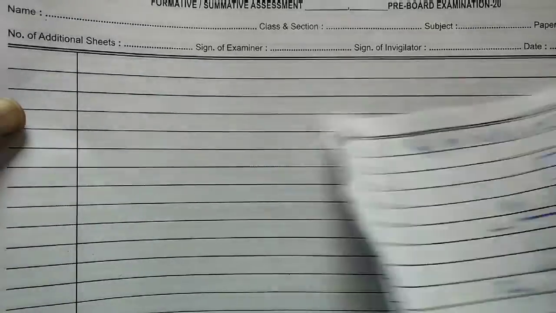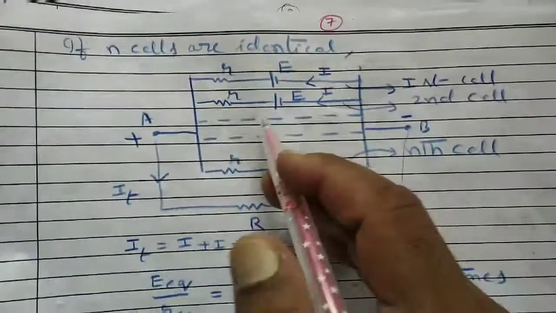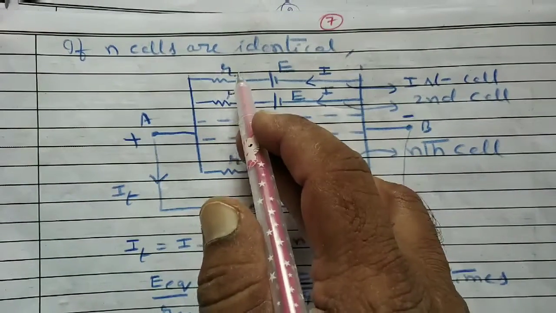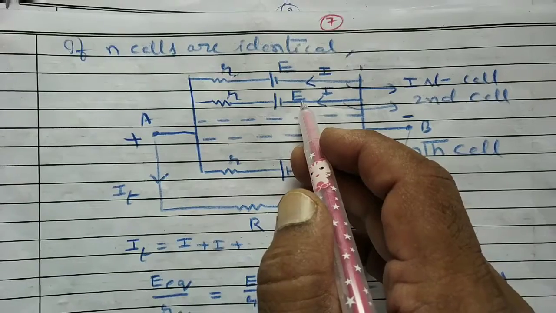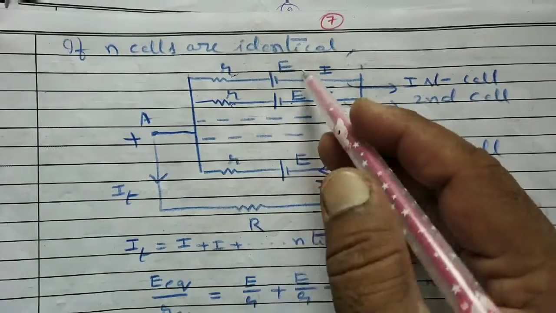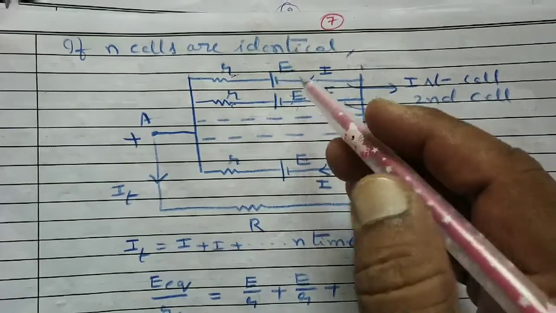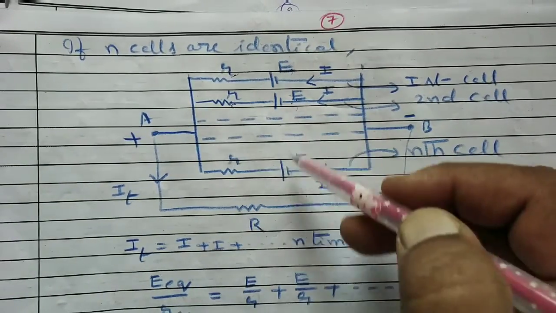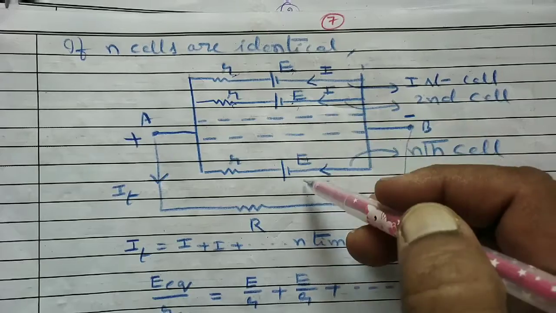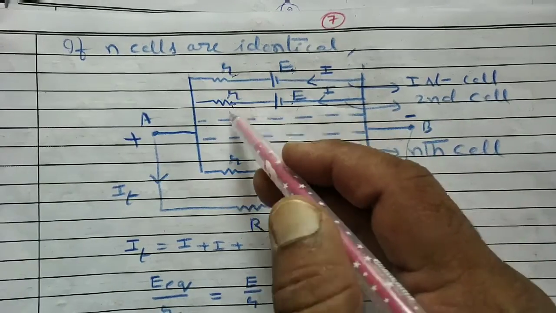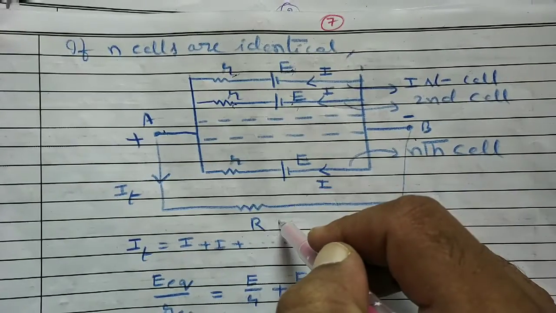Now if the cells are identical, what does that mean? Here cell E1 was present, now E is present, and R1 was present, now R is present. Here cell E2 was present, but E is present now also. Again R2 was present, now R is present. It means all the cells have EMF E and internal resistance R. Like that n cells are present, but all have the same EMF and the same internal resistance. All are connected in parallel between A and B only, and the external resistor is as usual.